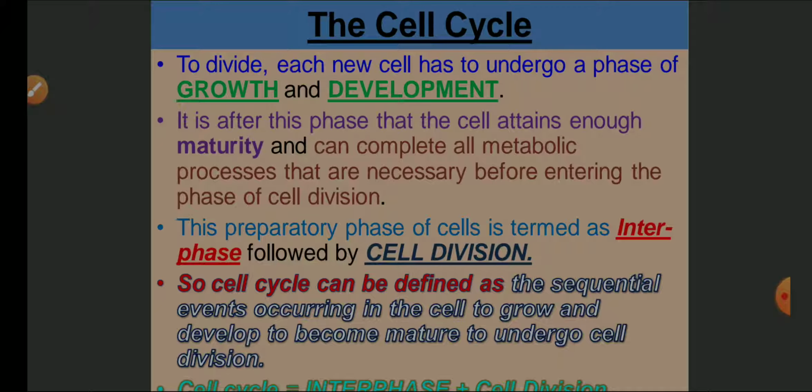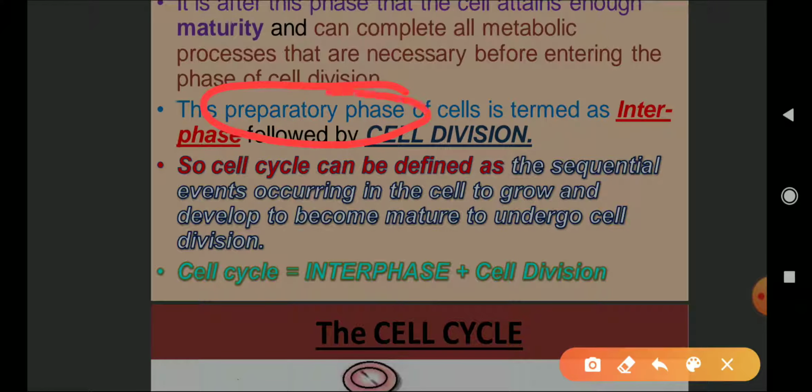It is after this phase that the cell attains enough maturity. So growth and development is taking place, and the cell is becoming more and more mature and can complete all the metabolic processes before entering the phase of cell division. Energy is provided, growth and development has taken place, maturity is there, and then it enters cell division. This growth and development phase is termed interphase, and is also known as the preparatory phase.